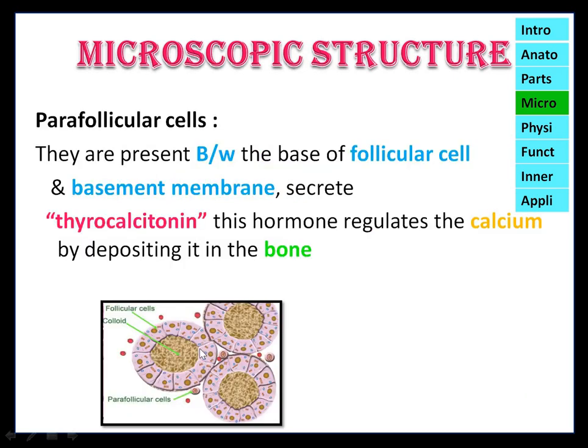In the microscopic structure, parafollicular cells are also present in the thyroid gland. These parafollicular cells are present between the base of the follicular cells and the basement membrane. They secrete thyrocalcitonin. This hormone regulates calcium by depositing it in the bone.